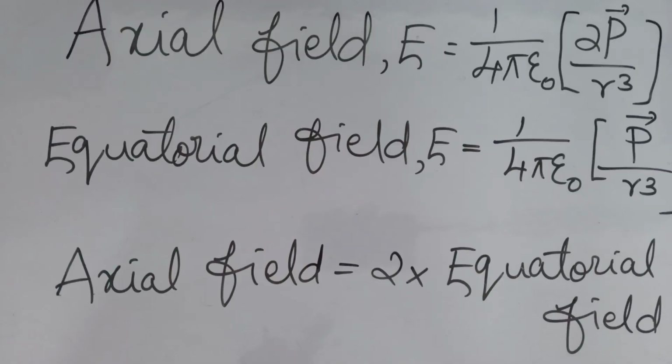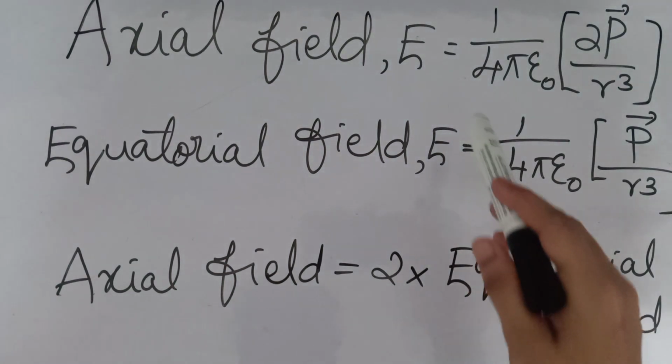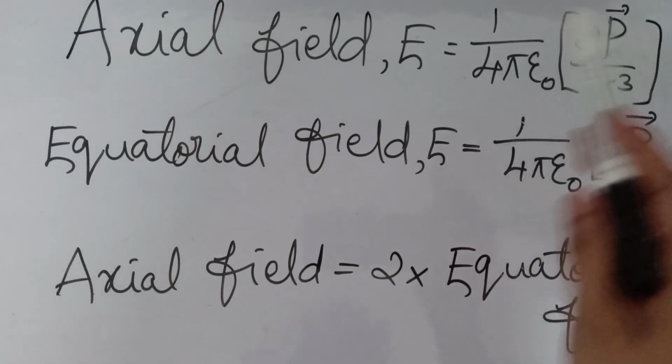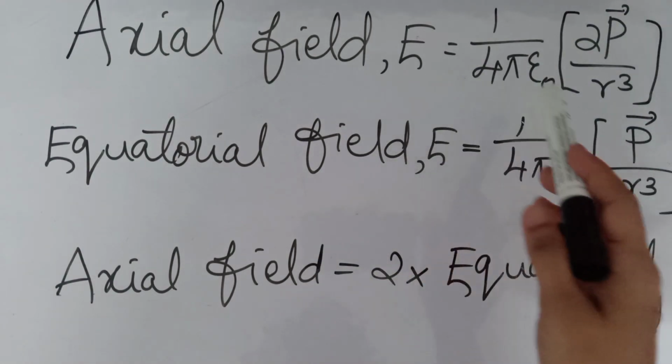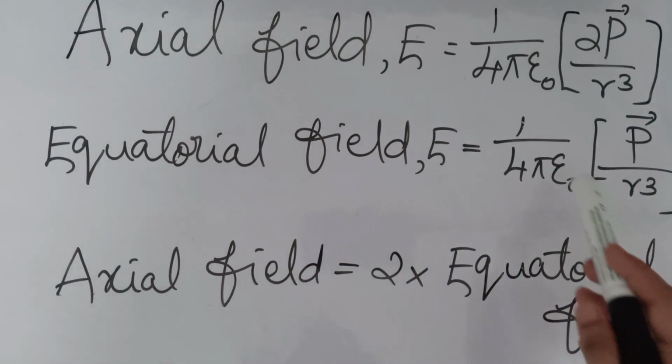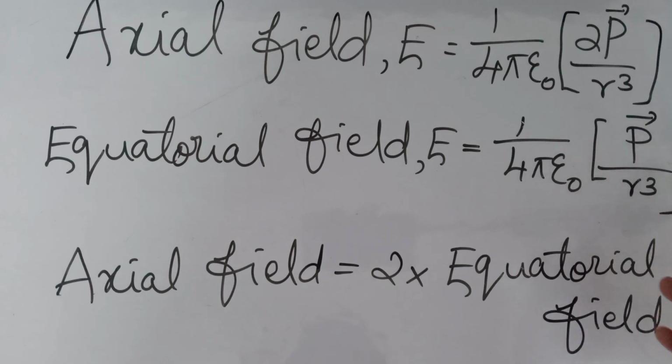We have completed both derivations, that is the electric field due to a dipole along the axial line and the equatorial line. Now we have to find the relation connecting the axial field and the equatorial field of a dipole. In the case of the axial field we saw that E is equal to 1 by 4 pi epsilon 0 2P by R cube. And in the equatorial field the final equation is 1 by 4 pi epsilon 0 P by R cube.